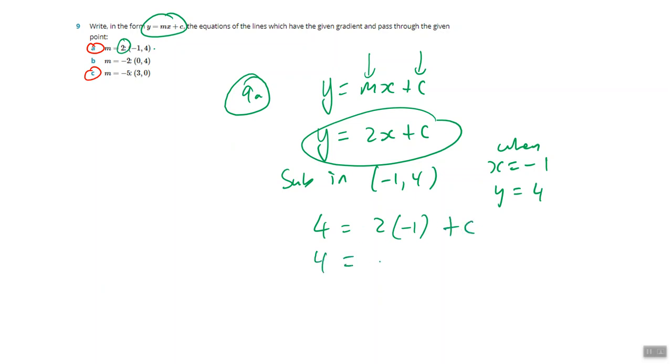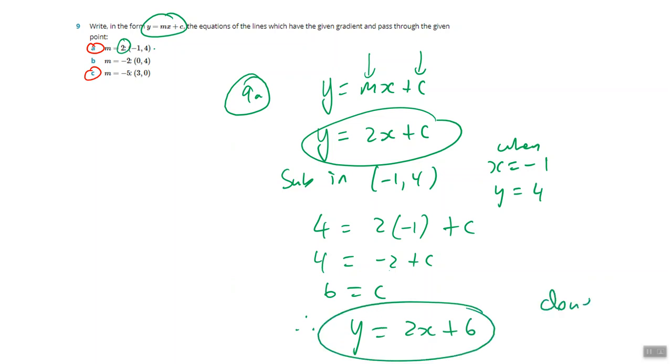So that's 4 equals -2 plus c. I add 2 to both sides to get rid of the 2 here. So I get 6 equals c. So therefore, your equation of the line would be y equals 2x plus 6. And you're done, because you have your gradient and your y-intercept.